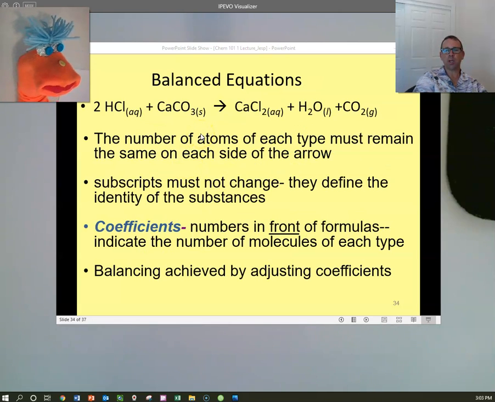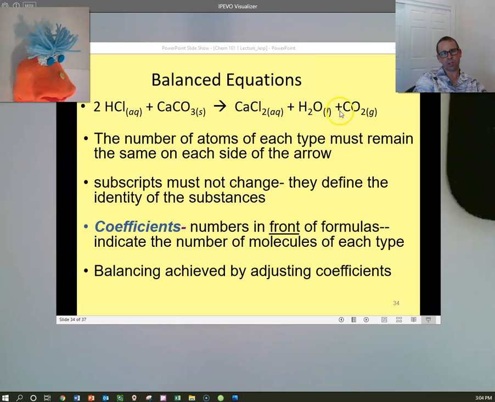Now, equations don't create atoms or elements. So reactions don't form new elements, and elements aren't destroyed. In a chemical reaction, you have to have the same number of the different elements on the left side of the reaction as you do on the right side. We want to balance the equation, to express it as a balanced reaction.